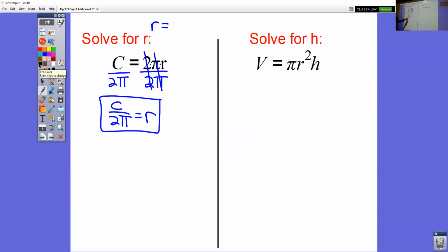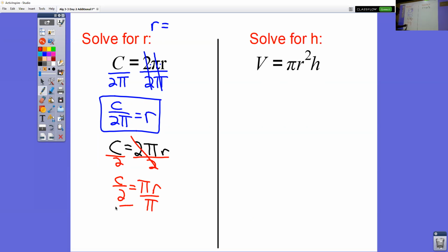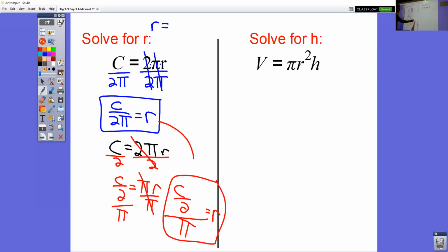Another possible answer, I'm just going to rewrite the problem here. Another possible answer that you could have, you could divide by 2 first and divide by 2 first. So we have C divided by 2 equals pi r. And now pi times r, the opposite of times is divide, we could divide this whole thing by pi. So you really end up getting C divided by 2 divided by pi equals r. This would be a fine answer as well, all right? Both of these things, as different as they are, mean the same exact thing.